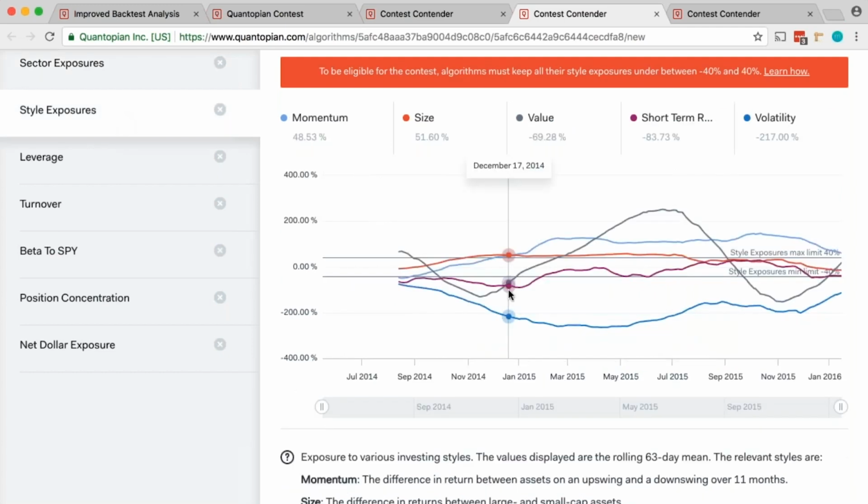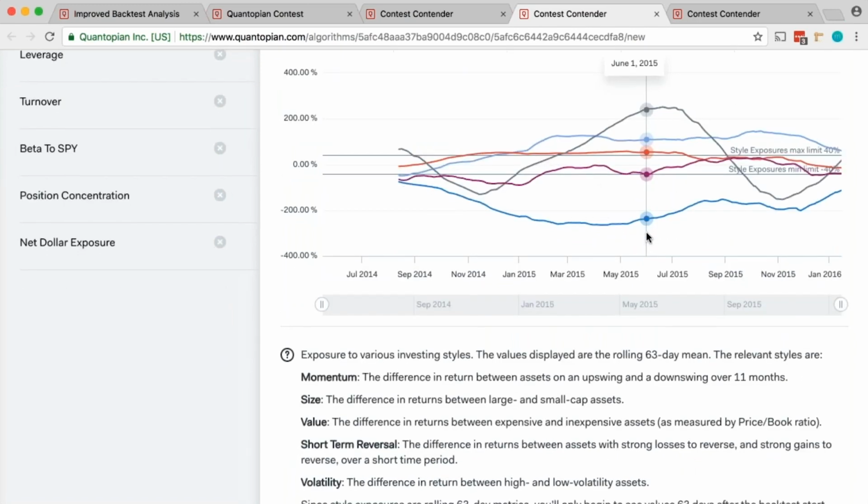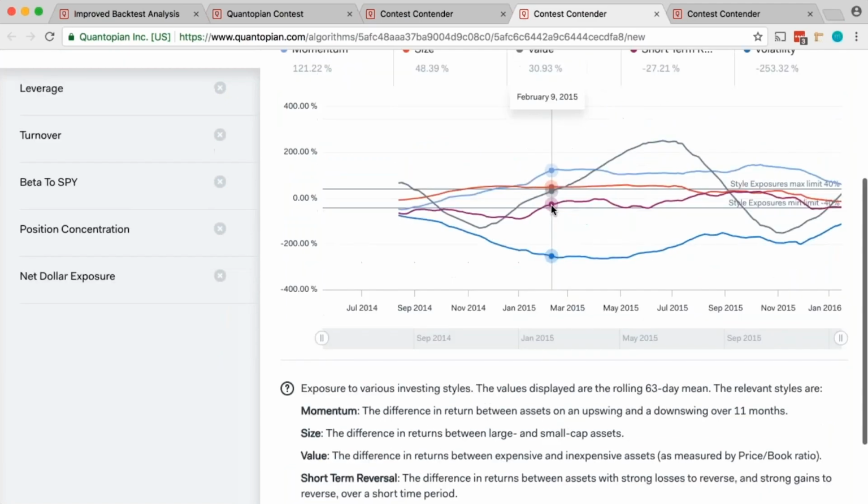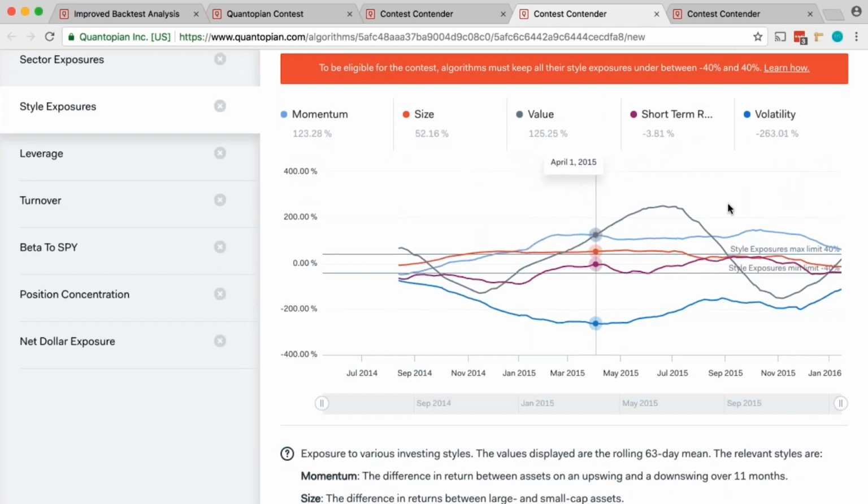The same thing is also true of investing styles, not just sectors. So taking a look at my algorithm, it looks like I have a very strong value investing bias on the long side. On the short side, I'm pretty short the volatility style factor, which is essentially talking about the difference in return between an asset that's high volatility and an asset that's low volatility. I also have a little bit more exposure to momentum than I probably would like.